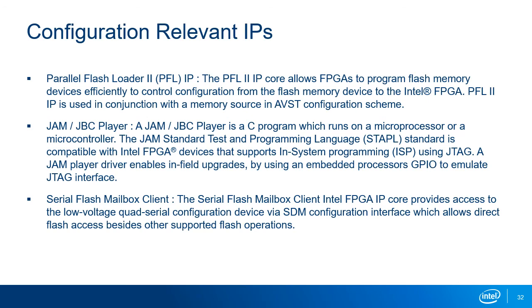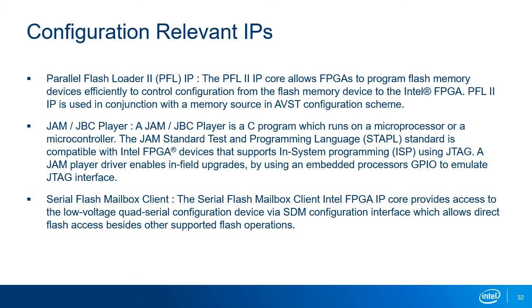This slide briefly explains the commonly used IPs pertaining to Agilex FPGA configuration. The parallel flash loader IP is used most commonly when configuring an Agilex device using the Avalon streaming configuration scheme with an external host. The external Intel FPGA or CPLD host device uses this parallel flash loader IP to provide an interface between itself and the external memory source which contains the configuration data.